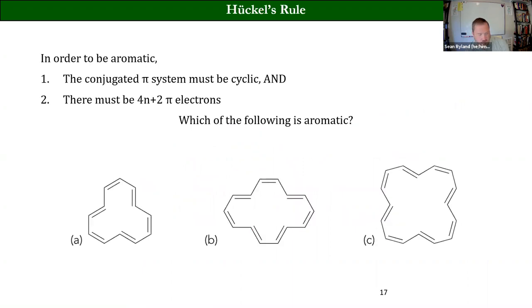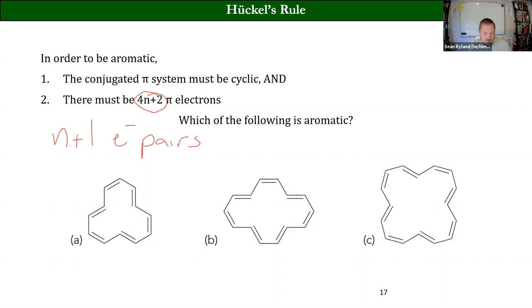So this is where Huckel's rule comes from. Huckel's rule says that in order to be aromatic, your conjugated pi system must be cyclic, and you have to have 4n plus 2 pi electrons, which, if we talk about electron pairs, would be n plus 1 electron pairs, where n can be any integer. That's basically another way of saying you have to have an odd number of electron pairs. If you have an odd number of electron pairs, then you won't get that open shell system.